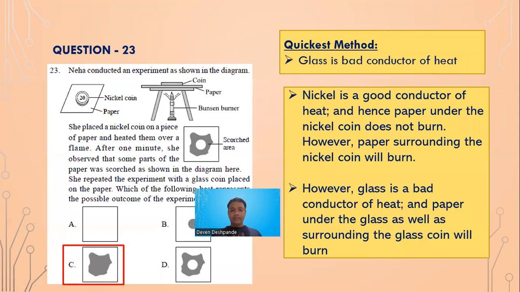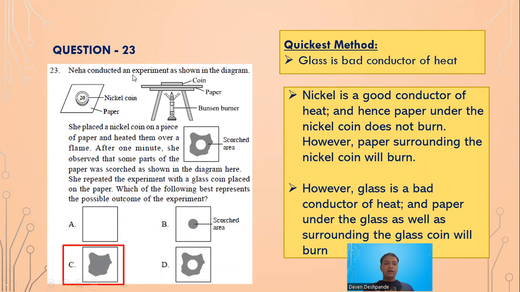Okay, next one. Neha conducted an experiment as shown in the diagram. So there is a nickel coin, there is a paper, and she has placed that over a table, and there is a Bunsen burner at the bottom. She placed the nickel coin on a piece of paper and heated them over a flame. After 1 minute, she observed that some parts of the paper were scorched as shown in the diagram here. She repeated the experiment with a glass coin placed on the paper. Which of the following best represents the possible outcome of the experiment?